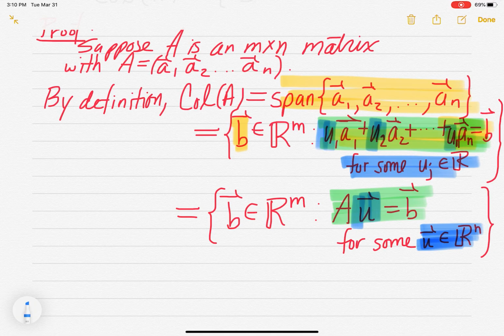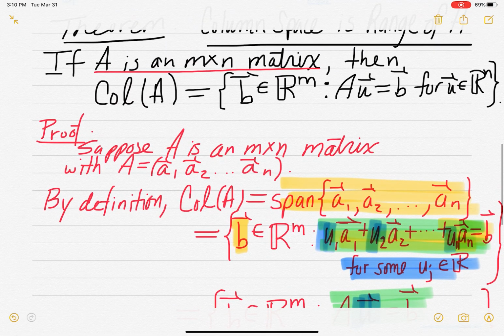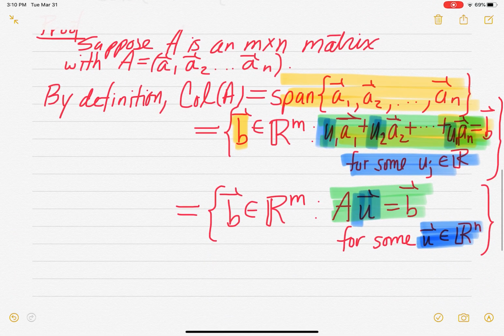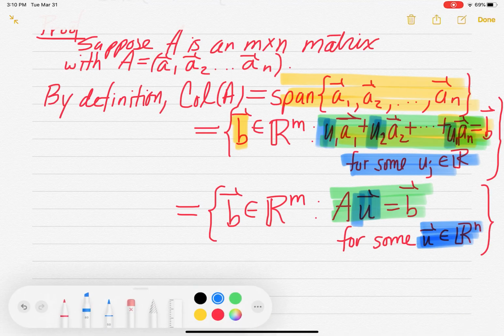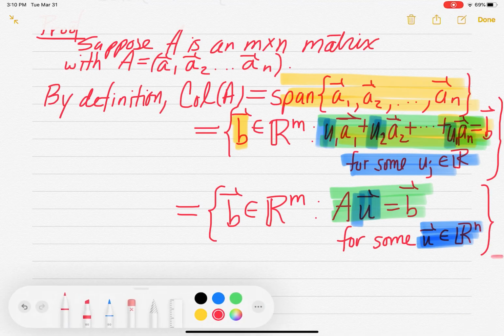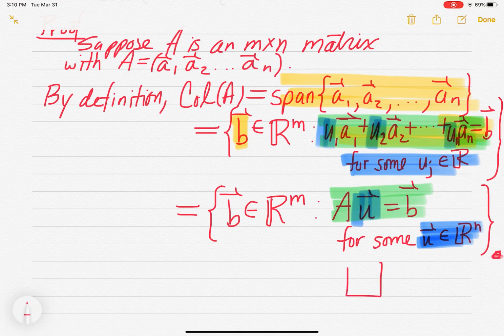All right, so that's pretty much it. We got exactly what we wanted, right? We got the column space is equal to all the vectors B in Rm such that AU equals B. That's it. That's the proof. Put a little box to indicate I'm done proving that result. End of proof.